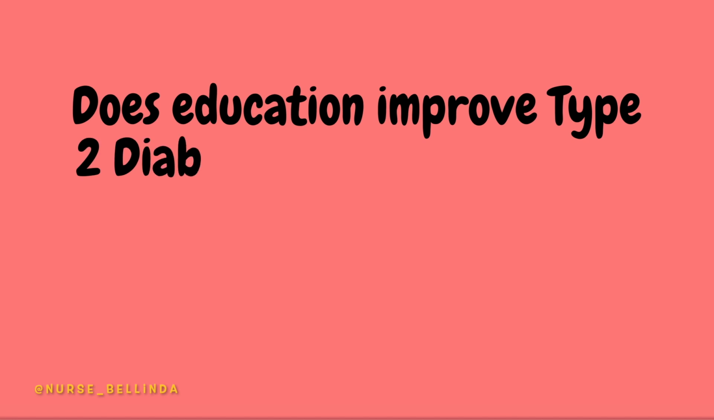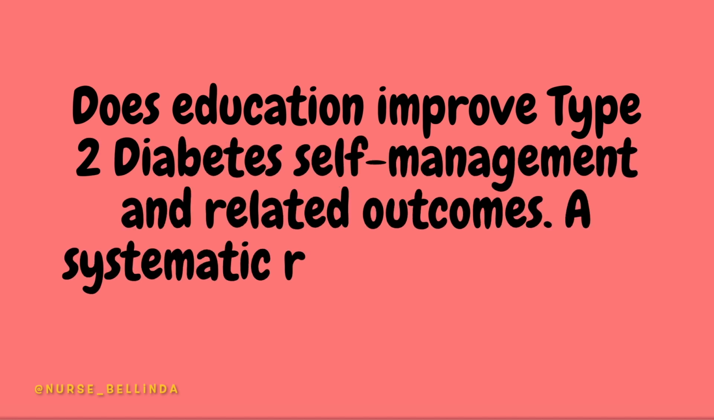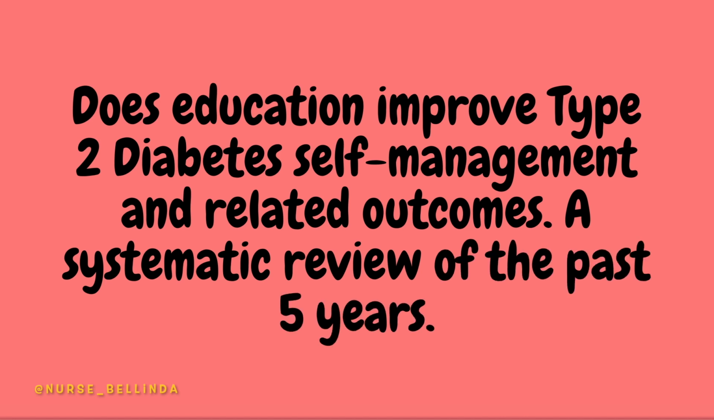But anyway, the title of my dissertation was "Does Education Improve Type 2 Diabetes Self-Management and Related Outcomes? A Systematic Review of the Past 5 Years." That was the title of my dissertation, okay? Now, I just pulled out a piece of my dissertation so I can show you what I mean by comparing and contrasting information.